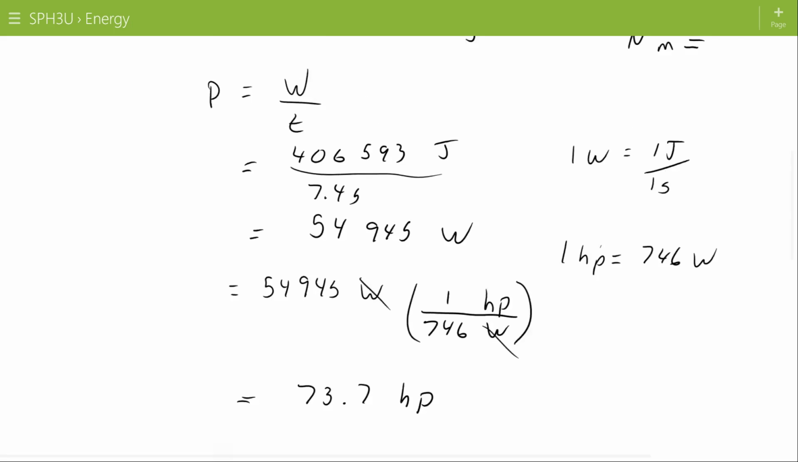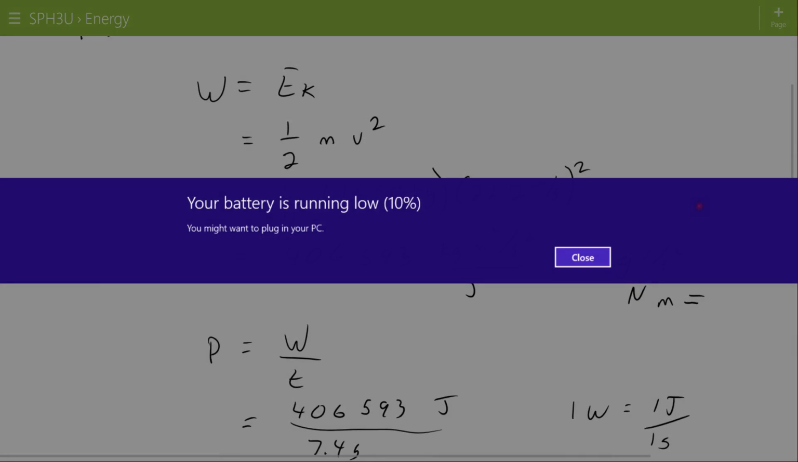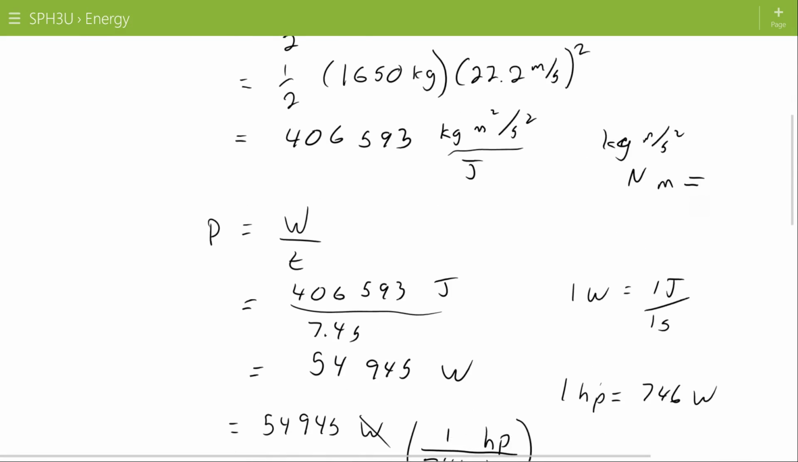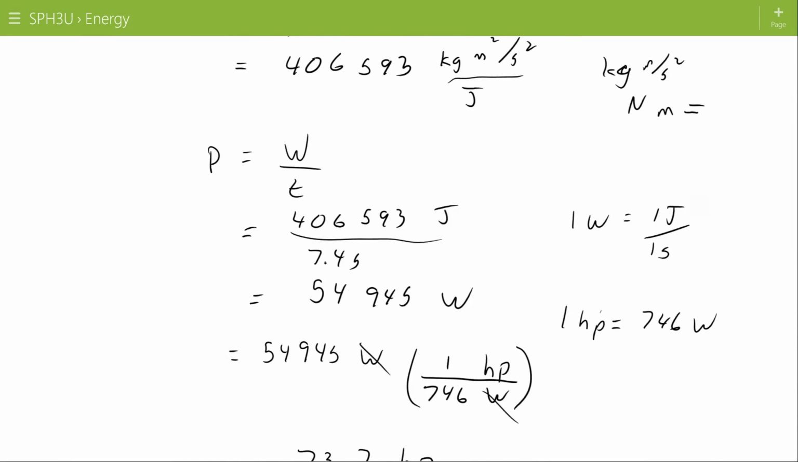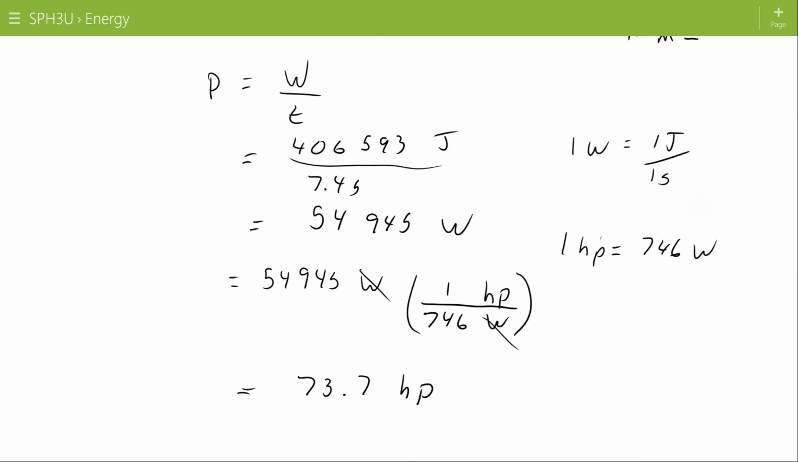So that's it. That's how you can use a change in energy to come up with a work amount done. Using the work, you can come up with the power, and then that's converted to horsepower.